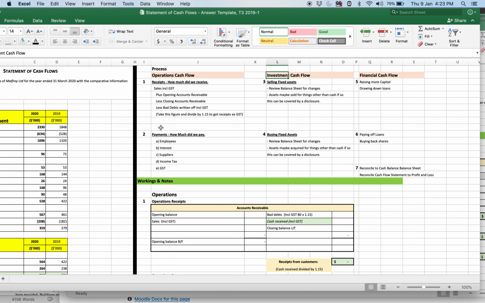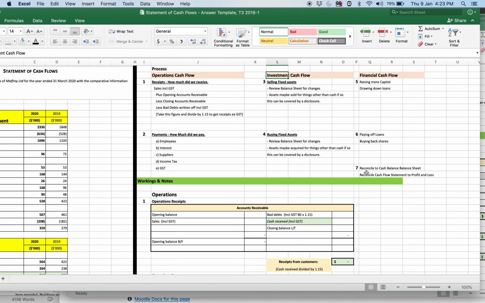We pick up most of the figures we've got here for operations from the income statement, plus in the balance sheet the accrual items around expenses. And financial cash flow is money either drawn down as loans or raised as capital, or paying back the loan, or buying back the shares. So those are the financial types of things. We look typically in the liability section of the balance sheet for those, and in the equity statement.